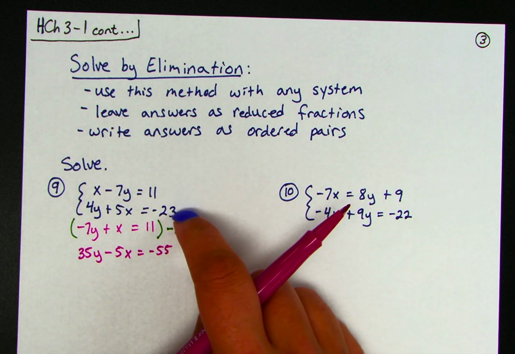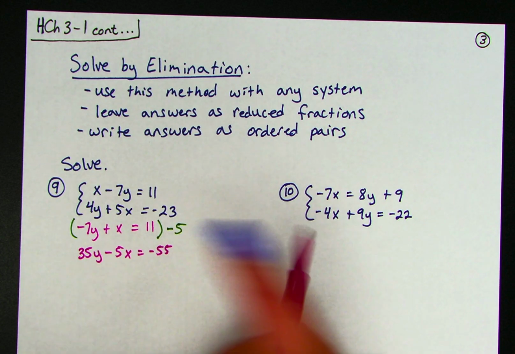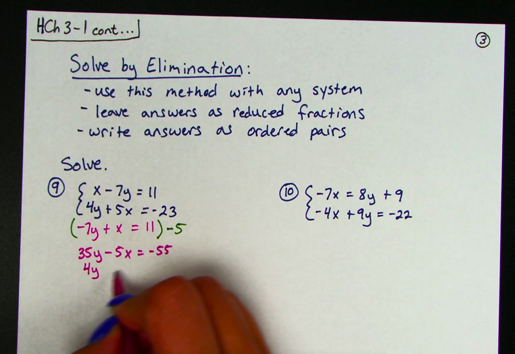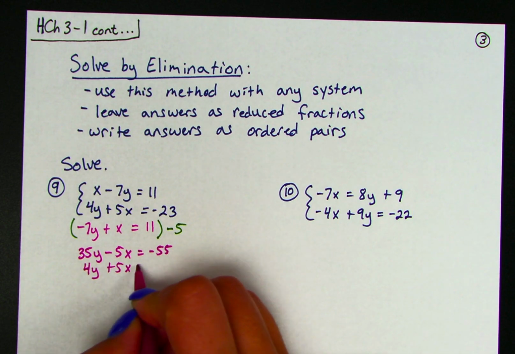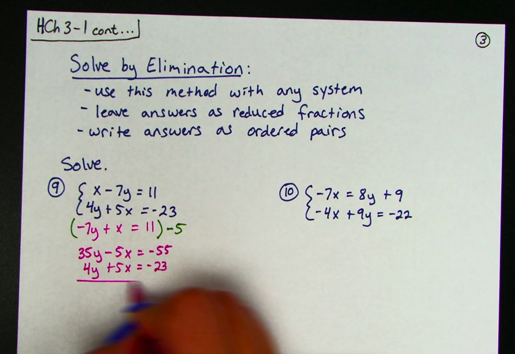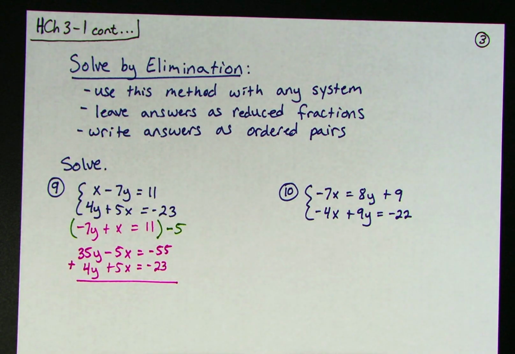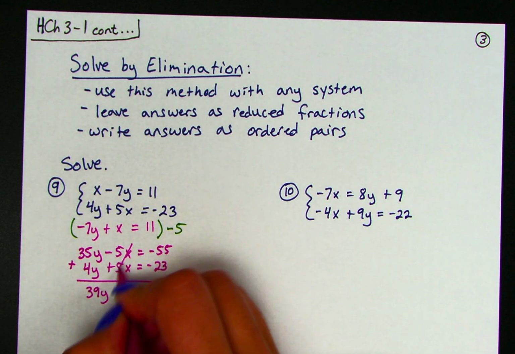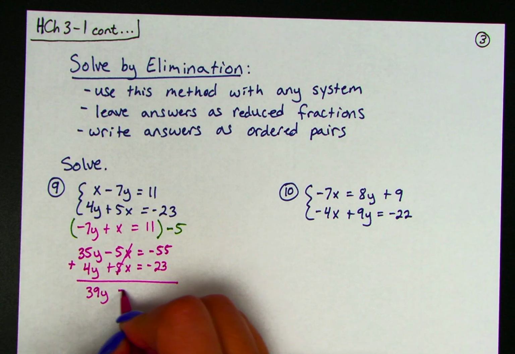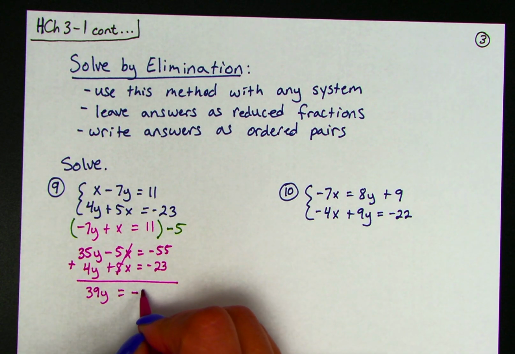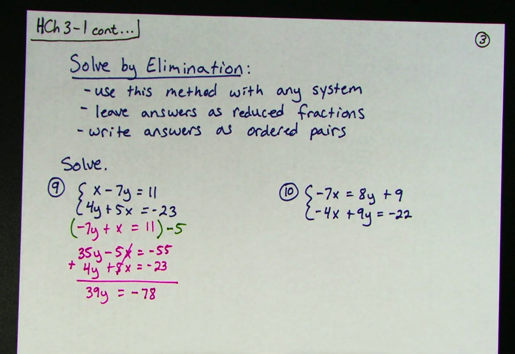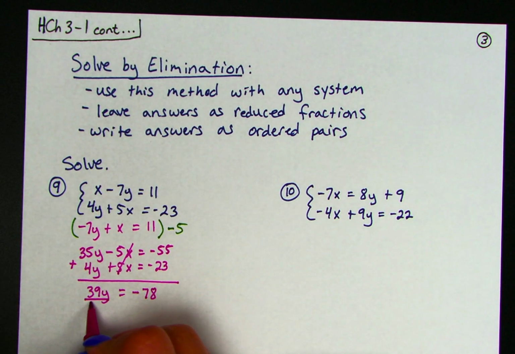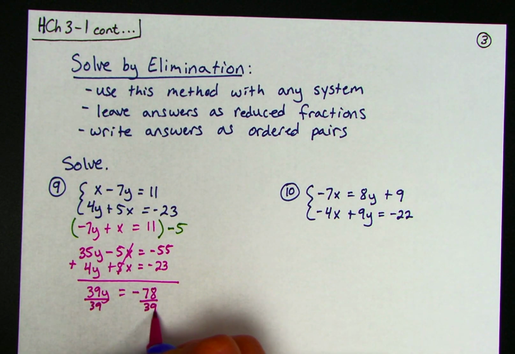And then my second equation is just going to stay the same because I would technically multiply it by the 1. That's with the x. So I'm just going to rewrite it. So 4y plus 5x equals negative 23. Okay. So when I add, this will give me 39y. That adds to 0. And then that equals negative 78. And now I just solve for the variable that I have left. So I would divide both sides by 39. So that means y equals negative 2.